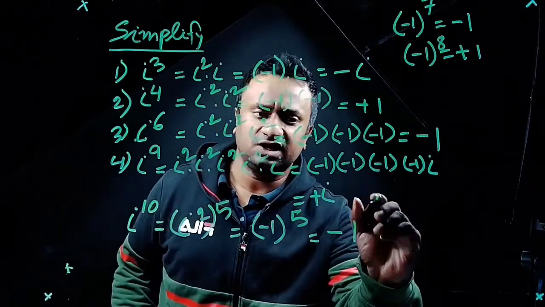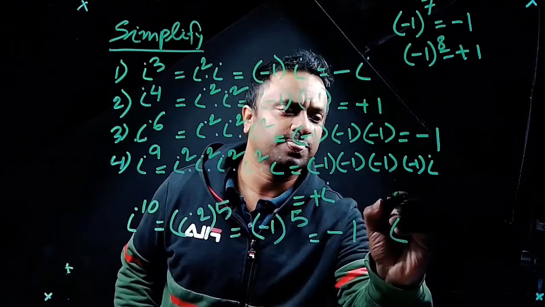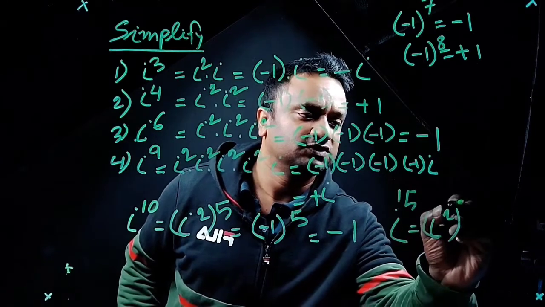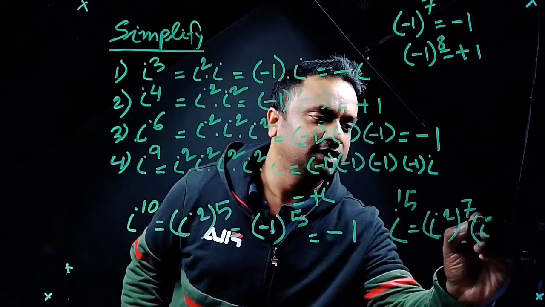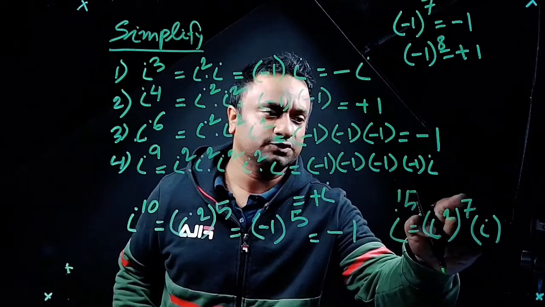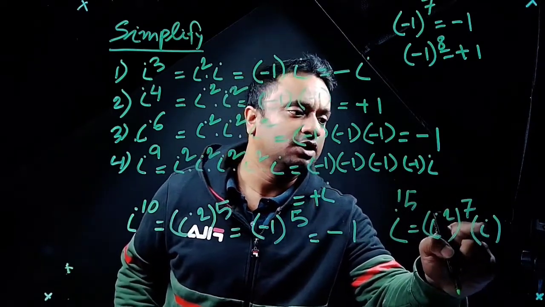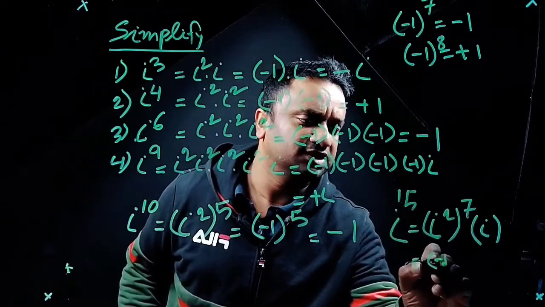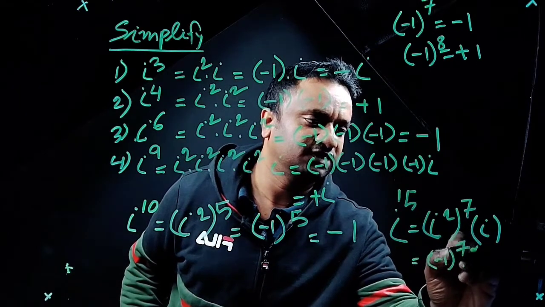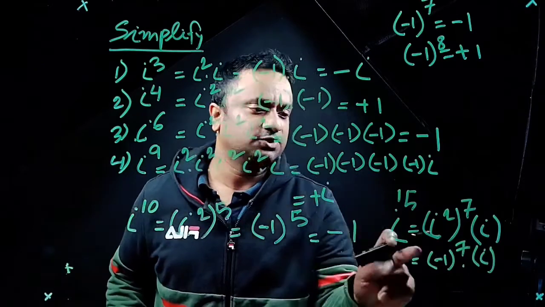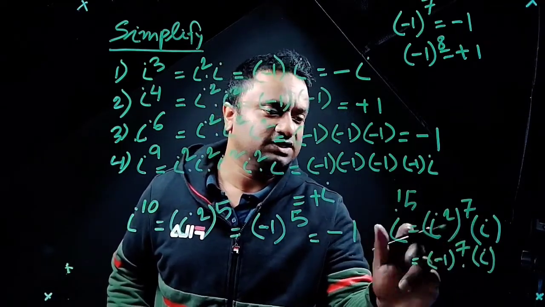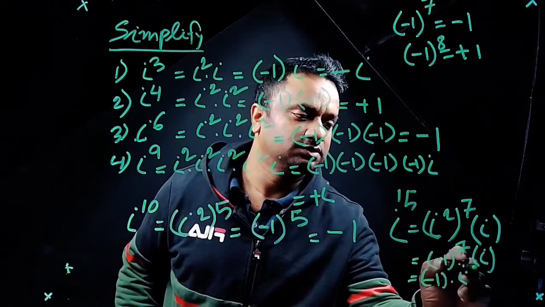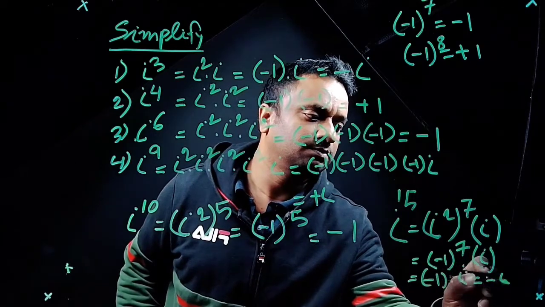So what happens if I try to calculate i to the power 15? I can split it as i squared to the power 7 multiplied by i, because 7 times 2 is 14 and then 1 i is left, so I just write i. Now I can write i squared as minus 1. So it becomes minus 1 to the power 7 multiplied by i. As minus 1 to the power 7 is minus 1, it becomes minus i.